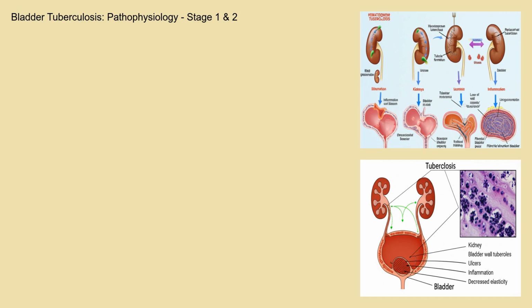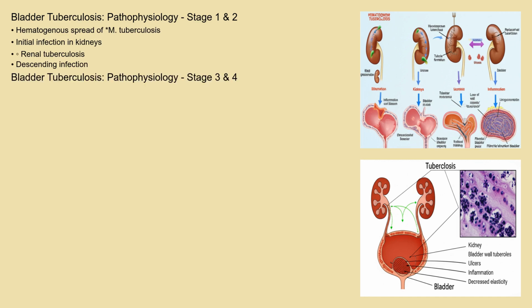The pathophysiology of bladder tuberculosis is a multi-stage process. First, M. tuberculosis reaches the kidneys via the bloodstream, leading to renal tuberculosis. The infection then spreads to the ureters and eventually to the bladder. Initially, small tubercles or lesions form in the bladder wall. These tubercles can then ulcerate, leading to inflammation and scarring. As the disease progresses, the bladder wall thickens and loses its elasticity, reducing its capacity. In severe cases, this can lead to a shrunken, fibrotic bladder.